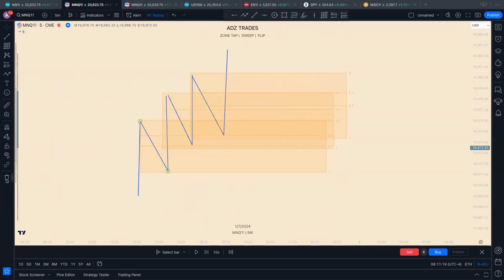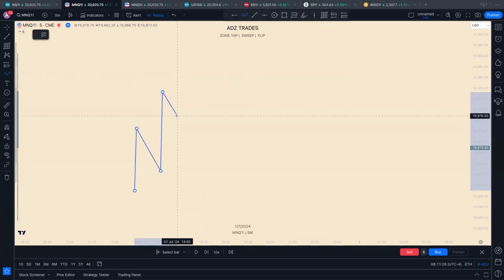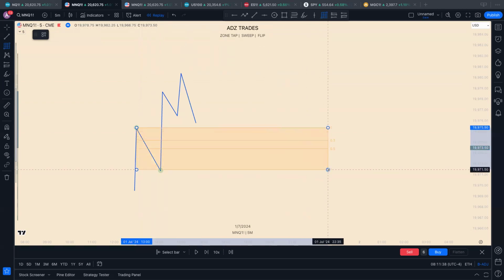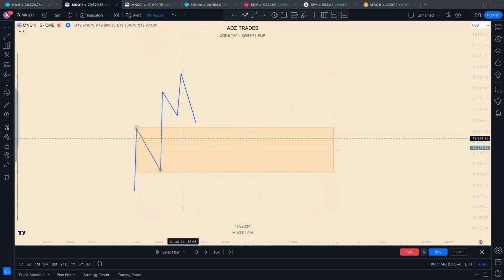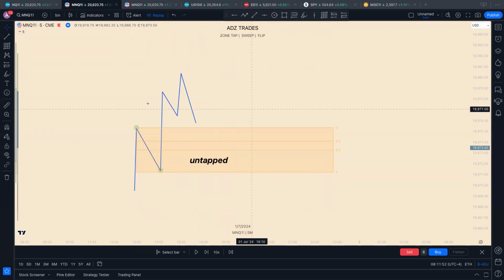Right? And you'll also find a lot of the times if we do something like this, you can backtest it on your charts after if you want. Can you see we had a high, we had a low. So we had this range here. And in a healthy market environment, price will retest this range and then continue higher. But we never did. So this is what we call unmitigated, or I'll just keep it simple and say untapped. Right, so we've never tapped into this zone here.